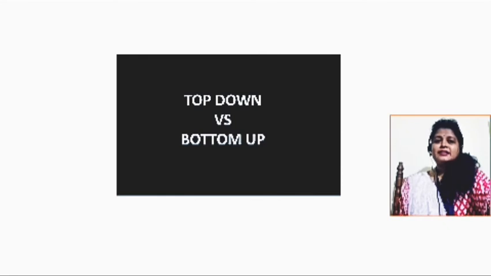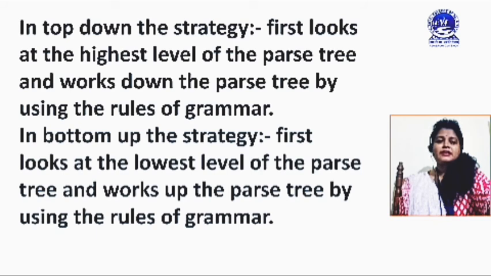And in this way the bottom-up parser is working. Now we will talk about one very interesting topic, that is the differences between top-down parser and bottom-up parser. Let's start. The first difference is, in case of top-down parser, the strategy is first looks at the highest level of the parse tree and gradually works down the parse tree by using the rules of grammar. But it is just the opposite in case of bottom-up parsing. In case of bottom-up parsing, the strategy is first look at the lowest level of the parse tree and work up the parse tree by using the rules of grammar.